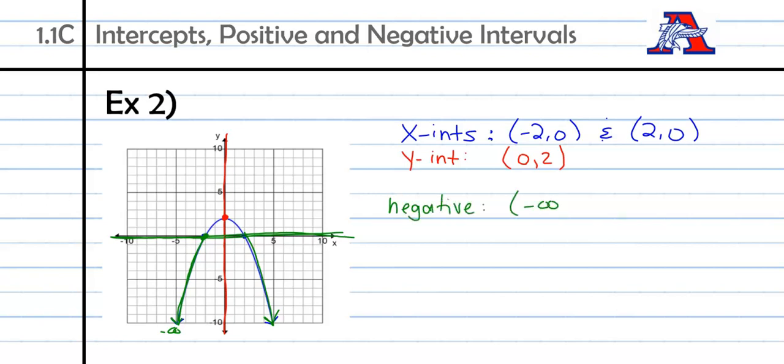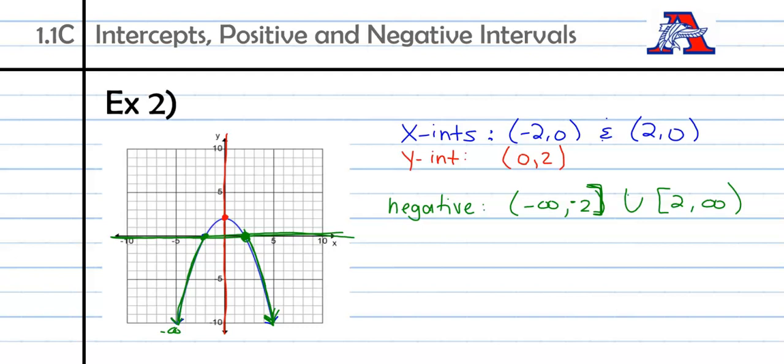So from negative infinity all the way up until negative 2, and I'm just going to use closed one. And then it happens again on the right side of our graph where x equals 2 all the way forever. Oh, I missed a negative sign here. So from 2 until forever.